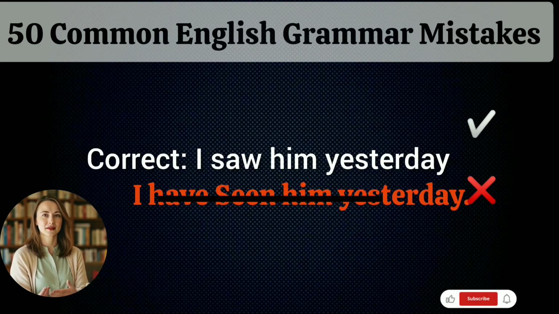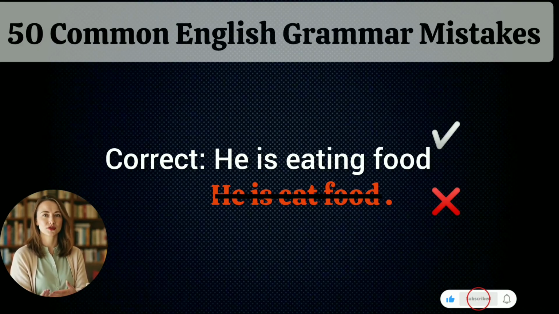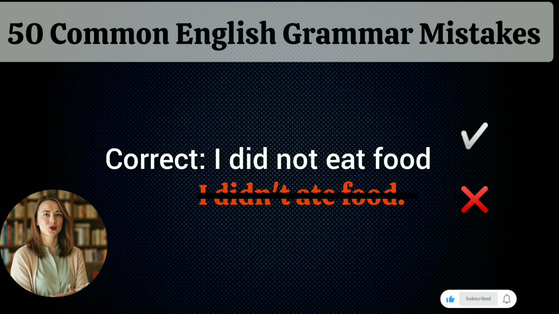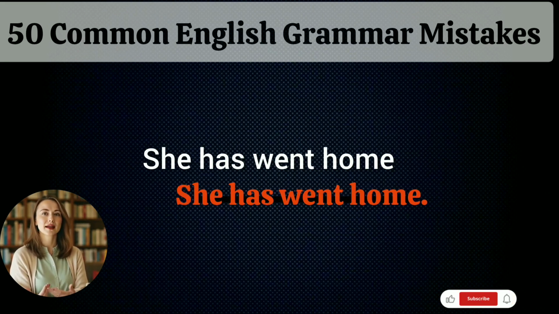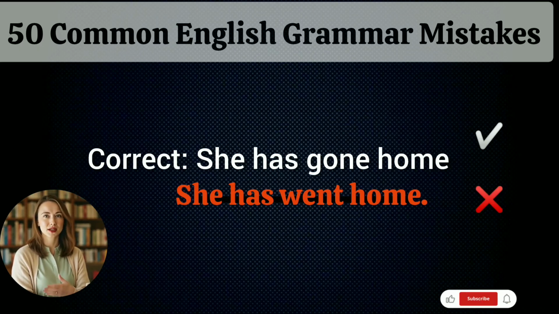Correct: I saw him yesterday. "He is eat food." In continuous tense, we use verb plus ing. Correct: He is eating food. "I did not ate food." After did, we use the base form. Correct: I did not eat food. "She has went home." Went is second form. We need the third form here. Correct: She has gone home.